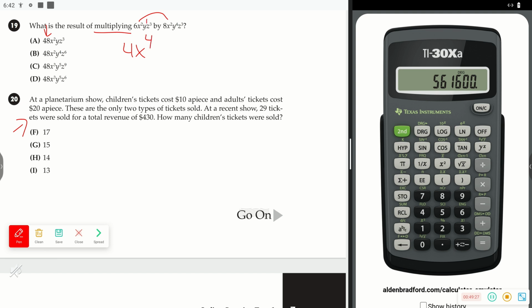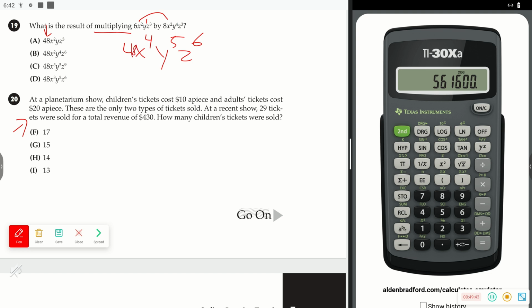This is y to the 1. 1 plus 4 is going to be y to the 5. And then 3 plus 3 is going to be z to the 6th. So that one was super easy, except, oh wait, 48. I didn't write the 8. So we know it's 48.